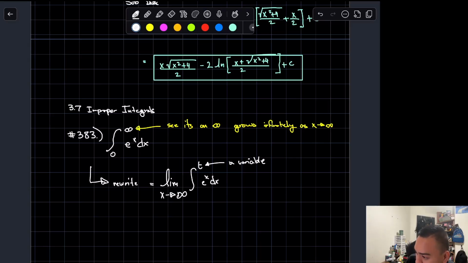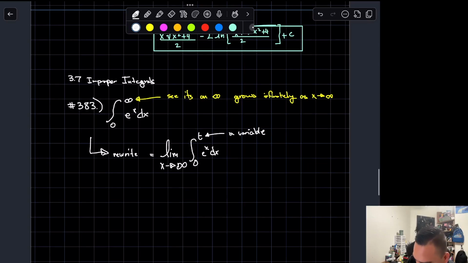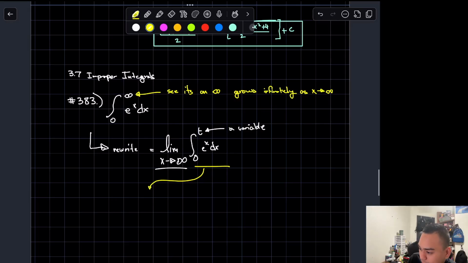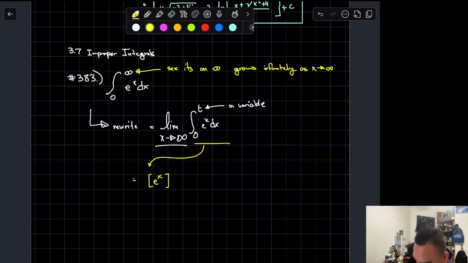The integral of e to the negative x dx from 0 to t. So what do we do from here? If you ignore this part and just take this, we can take it back down over here and just integrate it. So e to the x, because we know that if you integrate e to the x, it just becomes e to the x. And then instead of a bar, we're going to put 0 and t right there. So this is called your upper limit, and this is your lower.